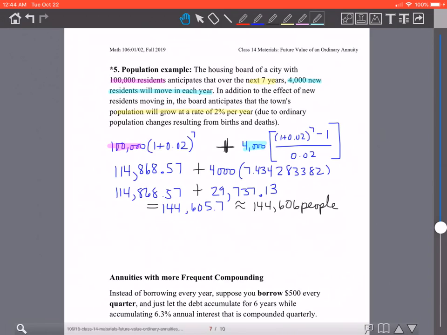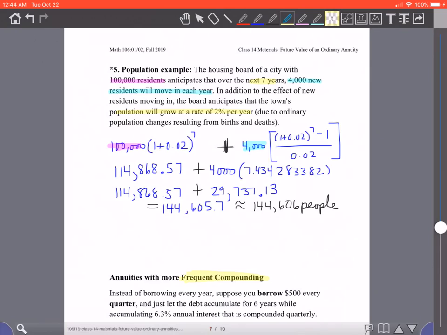Last topic. Last couple pages we'll be dealing with the last topic, and the last topic is not new. It's just taking a look at our future value ordinary annuity formula when we have to account for the fact that we have more frequent compounding. Remember, we saw this with regular compound interest.